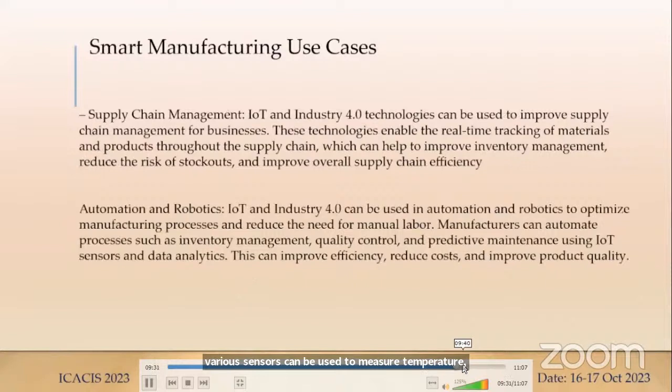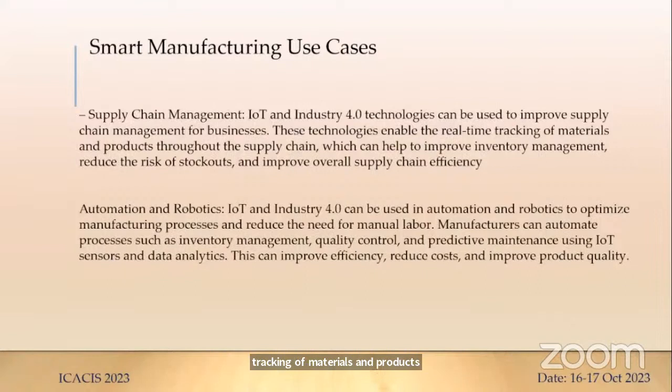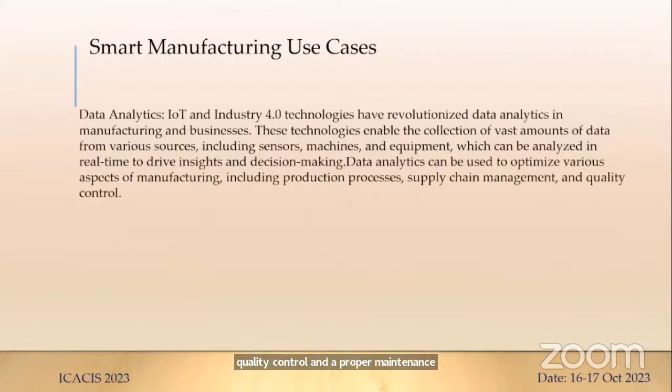Then we have supply chain management, where real-time tracking of materials and products throughout the supply chain can be used, so they can be optimized so that the future costs can be reduced. And finally, automation and robotics to optimize the manufacturing process and reduce the need of manual labor, because these devices don't get tired. They can work 24 hours, but we need to make sure that there is quality control and a proper maintenance of these devices by using sensors and data analytics.